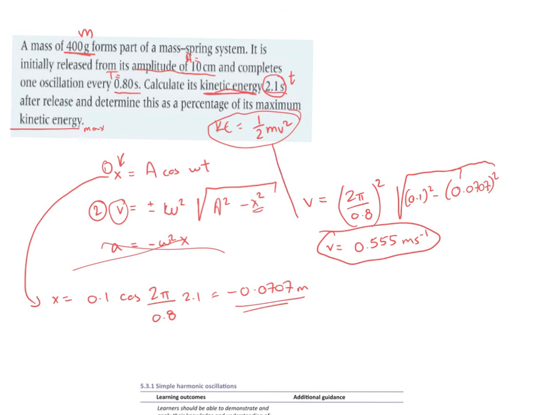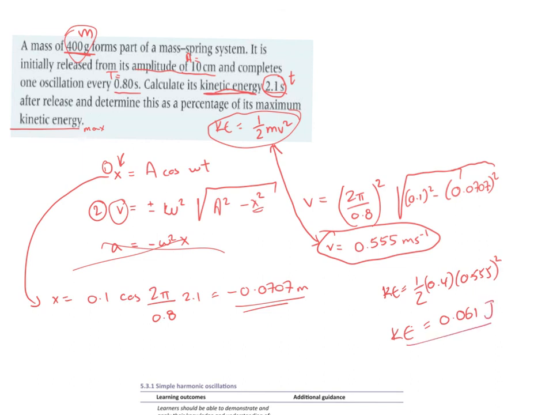Now I can find the kinetic energy at 2.1 seconds, since the speed is 0.555. I'm given the mass, which is 400 grams, so that's 0.4 kilograms. And that gives you a kinetic energy of 0.061 joules. Now that's not the end of it.